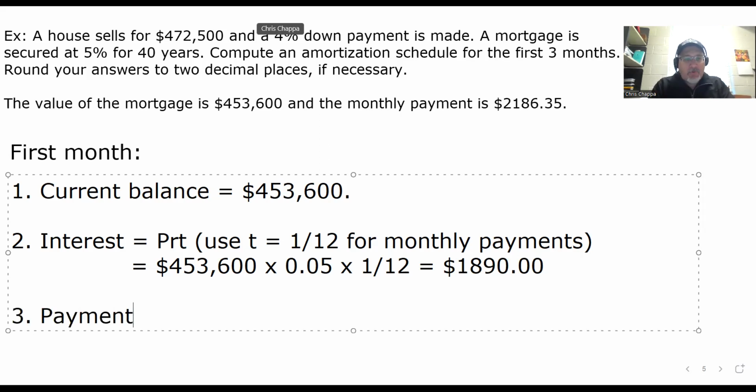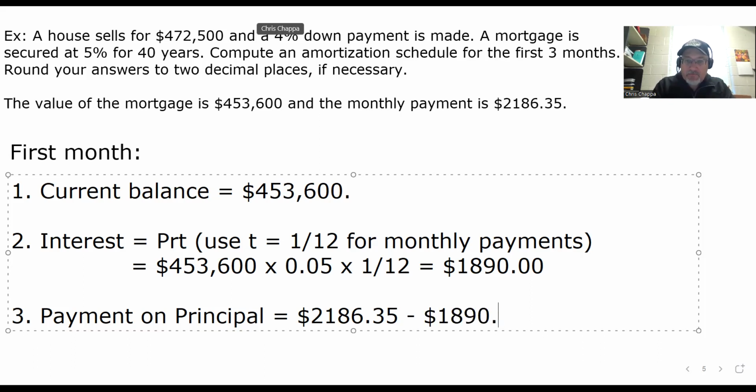The payment on principal. In other words, how much we have left after the interest is paid is my monthly payment, $2,186.35, minus the interest that the bank is going to take first, $1,890.00.